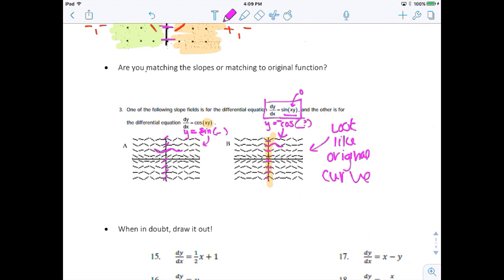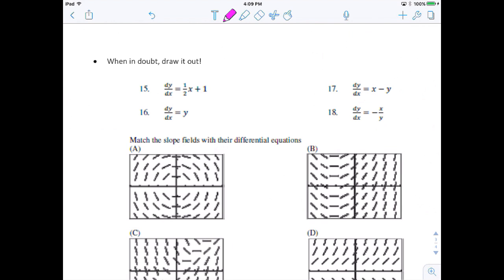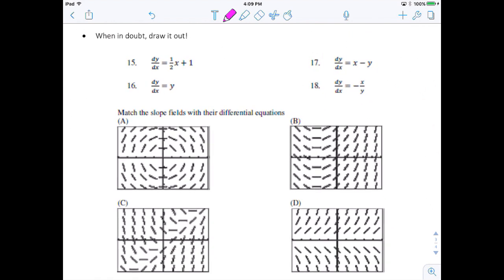So let's just do a couple and then we'll call it a day. This was a really quick little slope fields review. The last tip I would give you guys is: when in doubt, draw it out. Pick some points, plug them in, see what actually works. So let's match some slope fields to their original functions.